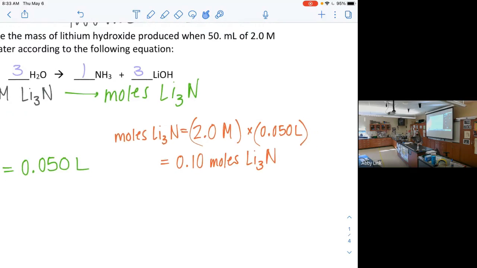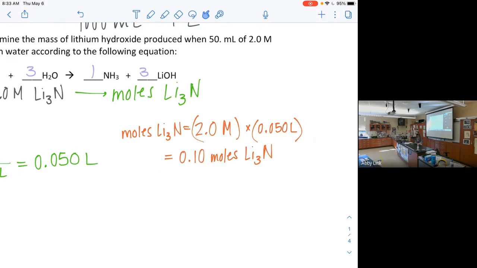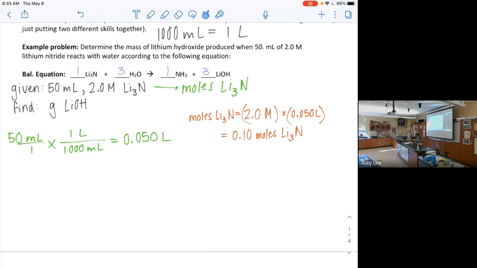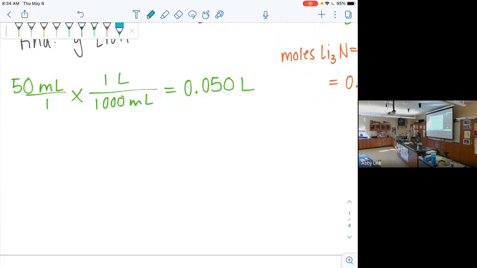Well, we have this stoichiometry to do next. We're almost there. This is all the new stuff that we are just learning right now. Anything past this is just going to be stoichiometry. So if I asked you to go from 0.10 moles of Li3N to grams of LiOH, you would be able to do that. You did a problem very similar to that on your quiz yesterday. So let's go ahead and set that up.